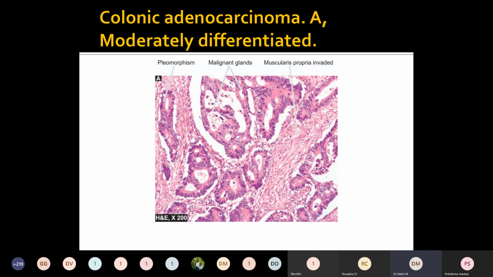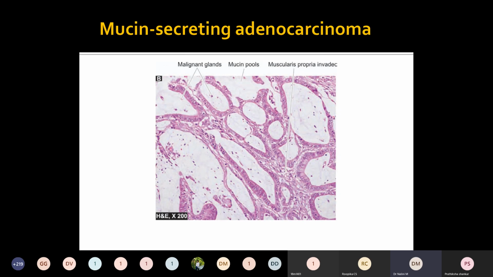Okay, this is a moderately differentiated carcinoma where you're seeing tumor cells arranged in glandular pattern, and this is the muscularis propria. They're invading into the muscularis propria, and you can see the individual cells are showing high degree of cellular atypia, increased N/C ratio, and there is stratification and also increased mitosis. Okay, so the morphology microscopically is the same like how you see elsewhere in the body. Okay. And this is one variant.